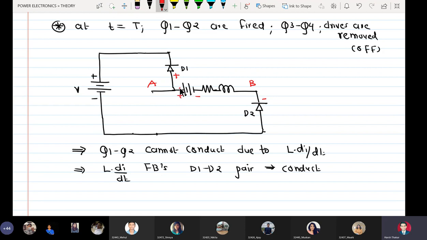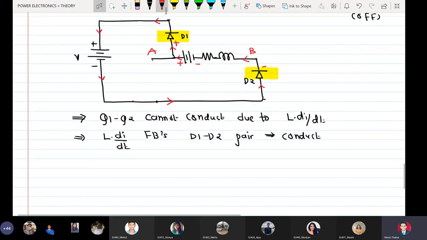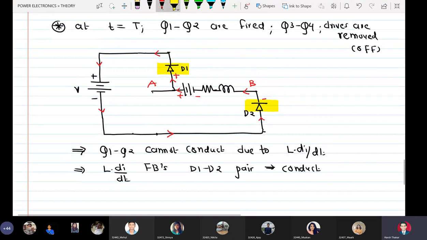So current flow is like this, like this, and then like this. Students, current is flowing into the source V. That is why it is again feedback action. That is why again the diodes D1 and D2 are performing the function of feedback. Okay, so now current is negative, but it is discharging. So I can write a comment here that current is negative. Why? Because the current is flowing from B to A and it is discharging.